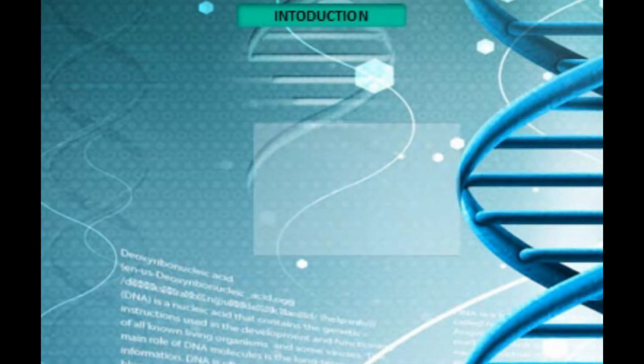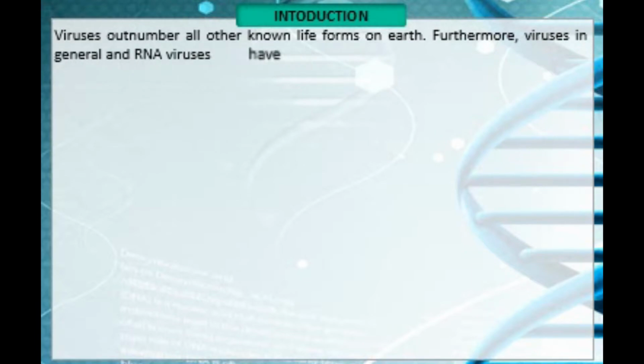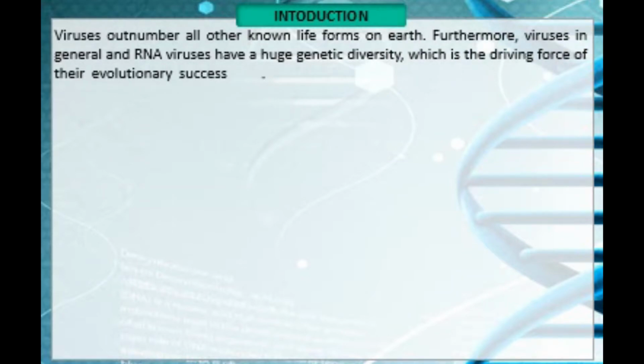We move on to the introduction. Viruses outnumber all other known life forms on Earth. Furthermore, viruses in general and RNA viruses have a huge genetic diversity, which is a driving force of their evolutionary success. Viral genomic diversity is well captured in terms of quasi-species.